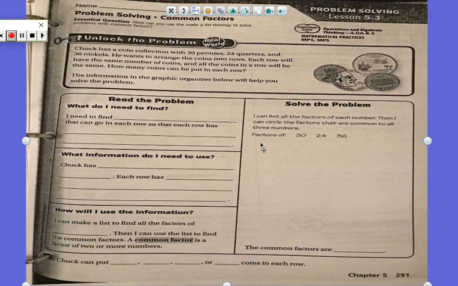Hey guys, this is lesson 5.3, problem solving common factors. Our essential question is, how can you use the make a list strategy to solve problems with common factors? Alright, so unlock the problem.